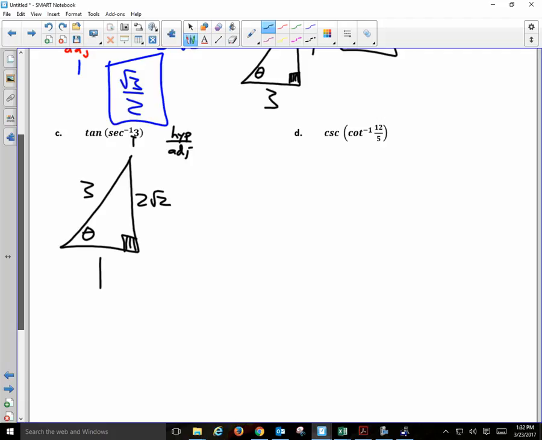Yes? Okay. All right. If secant inverse is going to give me an angle, I have the tangent of theta. Tangent is going to be 2 roots of 2 over 1.